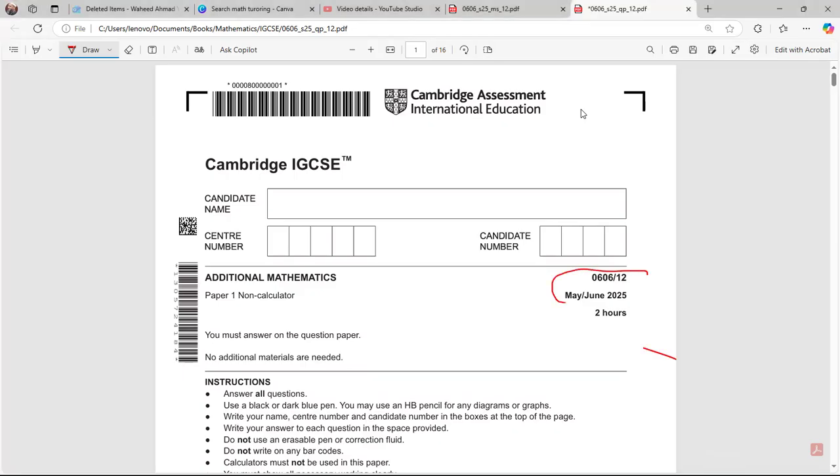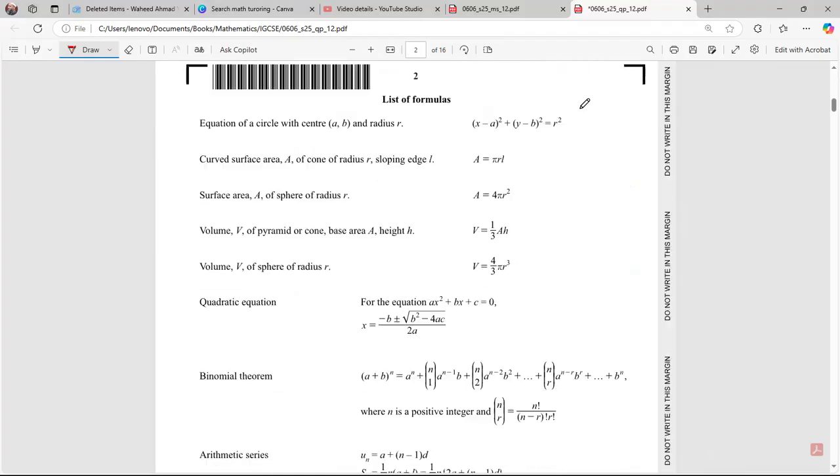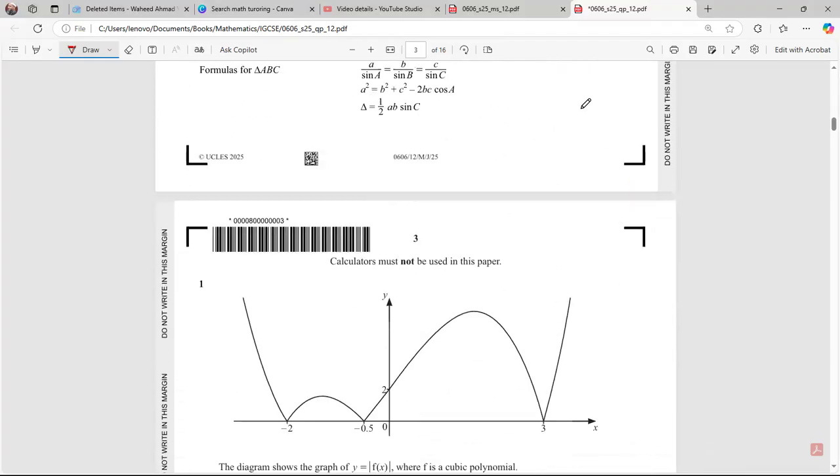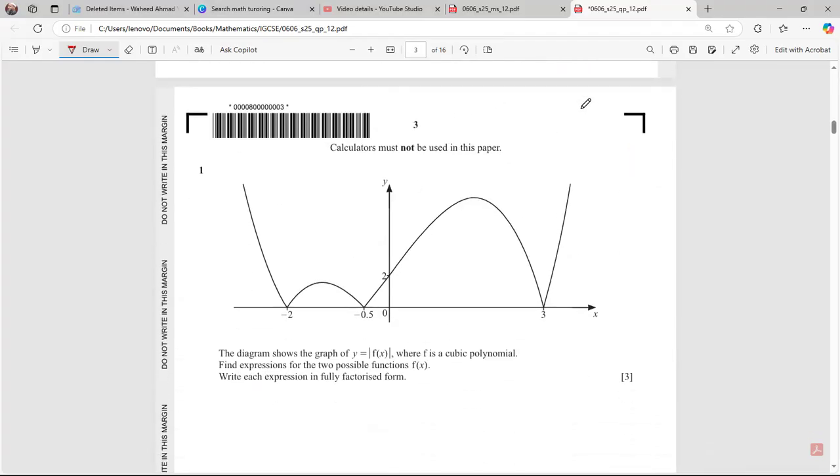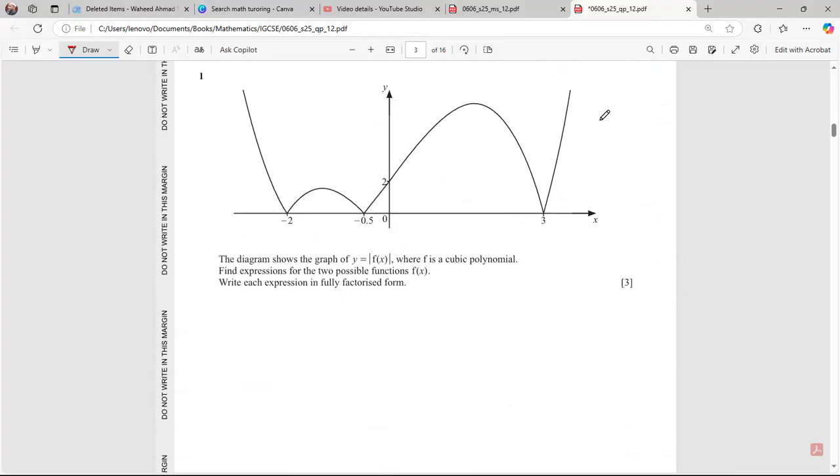You can see it is May, June 2025. Okay, so let's go to the questions. You remember calculator is not allowed in this exam. Okay, yes, so this is the question, first question.